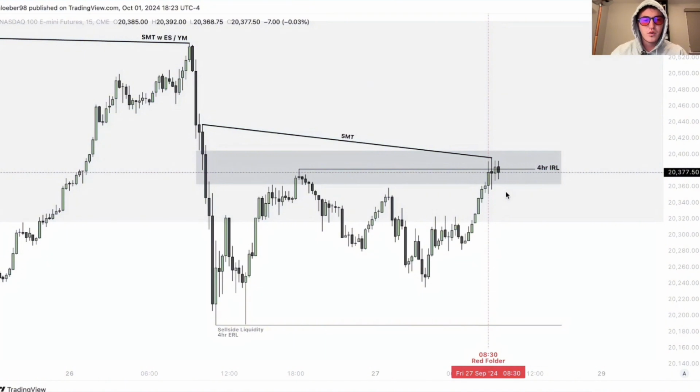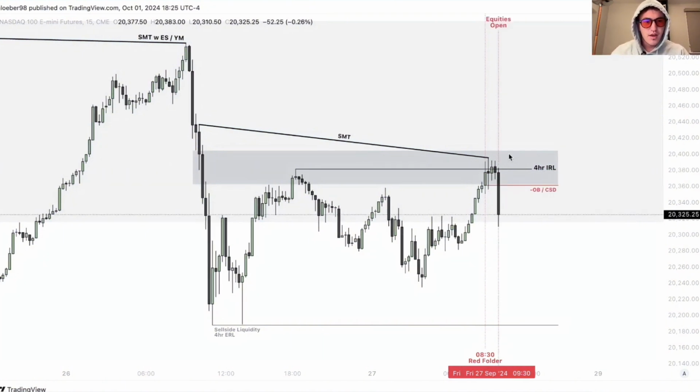So we're going to wait until 9:30. That comes in here. Equities open. Boom. 8:30 manipulates, 9:30 distributes, confirming a change in state of delivery / order block off of that 4-hour internal range liquidity pool that created SMT divergence. So our time frame alignment is there from our weekly chart to our 4-hour to now our M15.